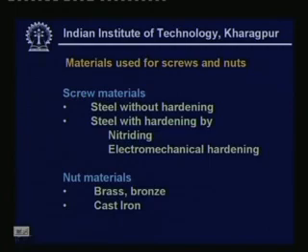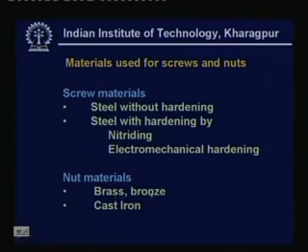There are various methods of hardening, but all of them introduce some sort of deformation. We have to take care that sufficient wear resistance is developed, as well as that the deformation due to hardening is minimum, because that will lead to inaccuracy in the thread profile. One such method of hardening which proves to be very effective is nitriding, and here you will see that the wear resistance gets improved, as well as the work hardening becomes very small. There are other methods using electromechanical hardening. The nut materials are usually of softer material.